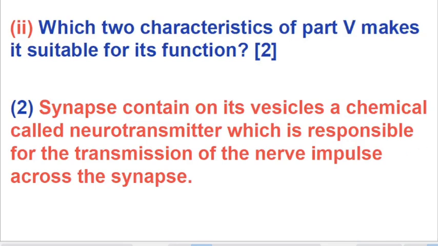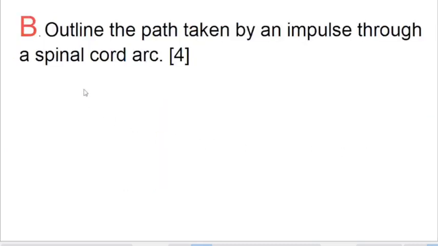So we have answered question A. We now come to question B. Our question B reads, outline the path taken by an impulse through a spinal cord arc. In order for us to outline the path taken by an impulse, we need to consider some key components. Number one, it has to pass through the receptors in the skin that will detect change. Number two, it will pass through the sensory neurons, then through the spinal cord, the motor neurons, then finally to the effector organ.